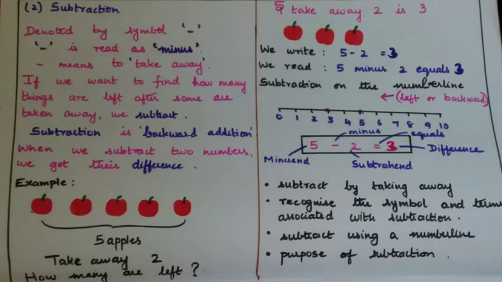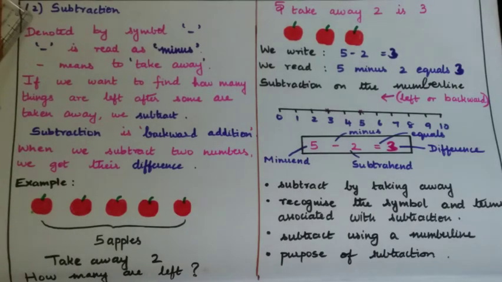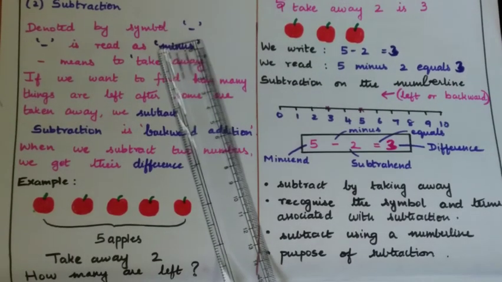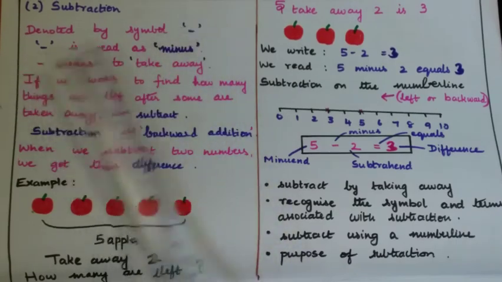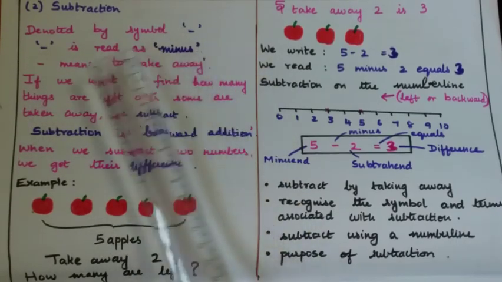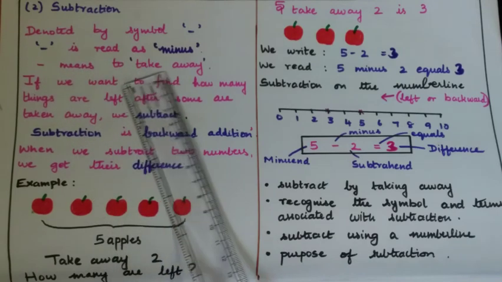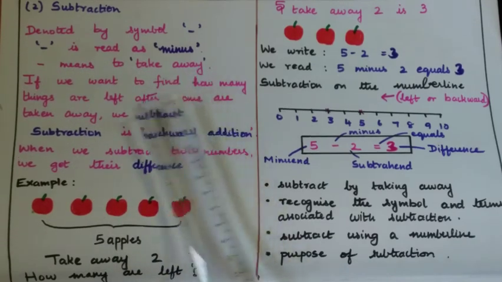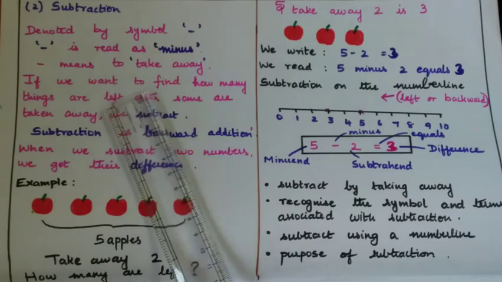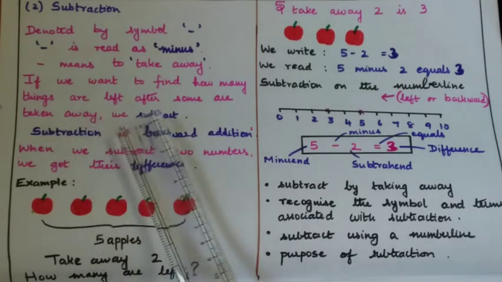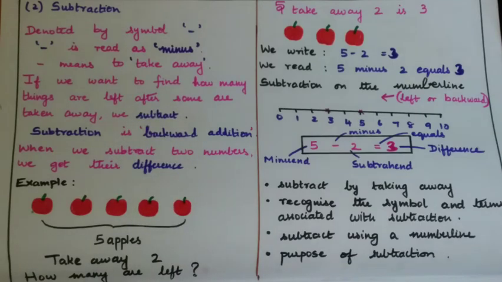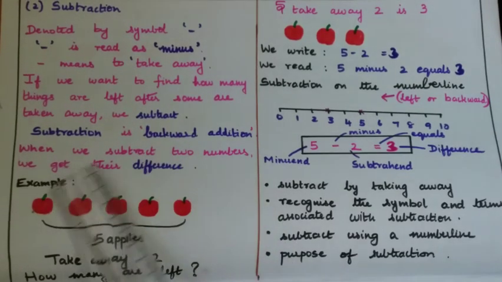Subtraction is denoted by the symbol as shown here. We need to put a small horizontal line and it is read as minus. It means to take away. So if we want to find how many things are left after some are taken away, then we perform subtraction. Subtraction is nothing but backward addition. So when we subtract two numbers, the answer that we get is called the difference.